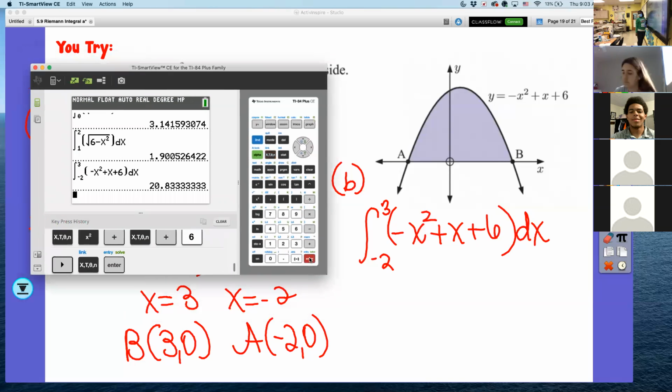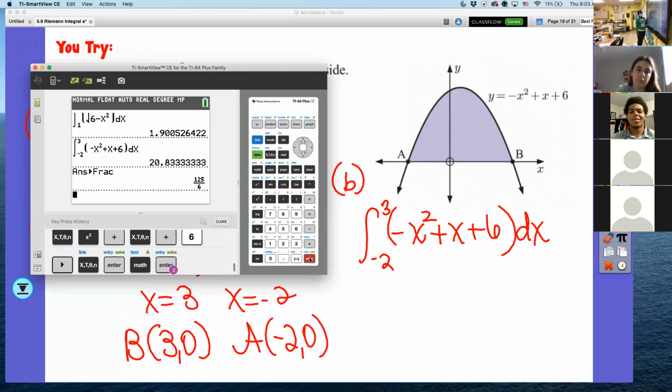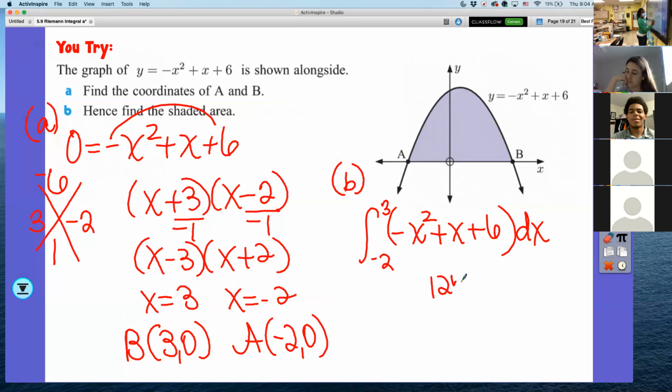Did you guys get this? You can convert it to a fraction if you like. Either one would be acceptable. Just make sure that if you do the decimal, you round to 3 significant figures. So your area is 125/6 or 20.8.